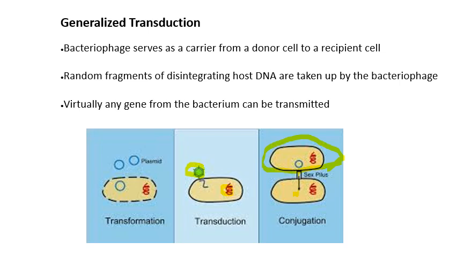So that's transduction. And then transformation, again, is just uptake of naked DNA. This particular bacteria here is going to have DNA binding proteins on his surface that are going to allow him to pick up these plasmids that are just floating around in the environment and bring them into the cell. Right, so those are the three main ways of horizontal gene transfer in bacteria.